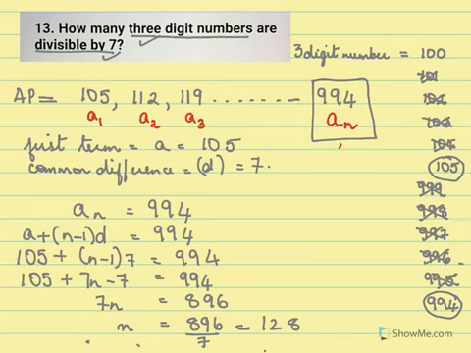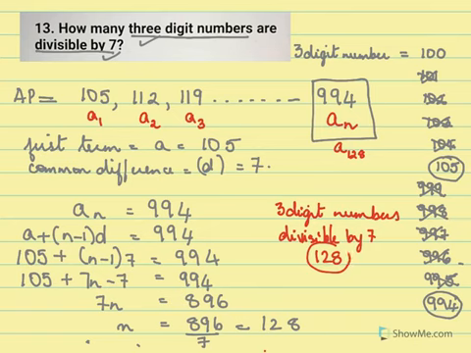So this is A128. So 3-digit numbers divisible by 7. How many of them do we have? We have 128 numbers. So 3-digit numbers divisible by 7. How many do we have? 128.